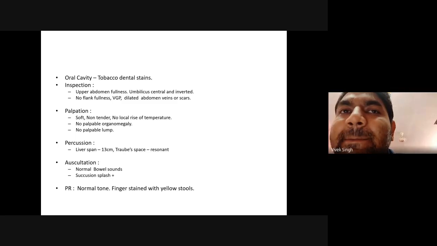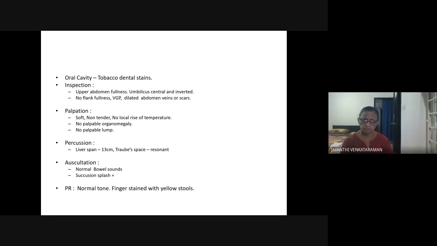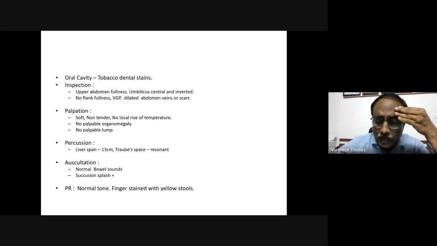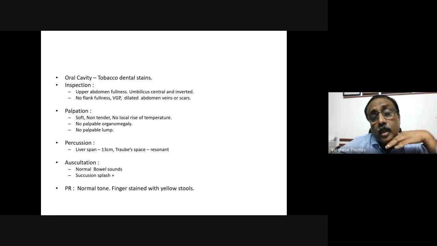Visible gastric peristalsis. RTS. What are the clinical signs which will tell you that this patient is suffering from gastric outlet obstruction or other gastric stasis? We won't always be able to say gastric outlet obstruction. It could be obstruction or it could be stasis.